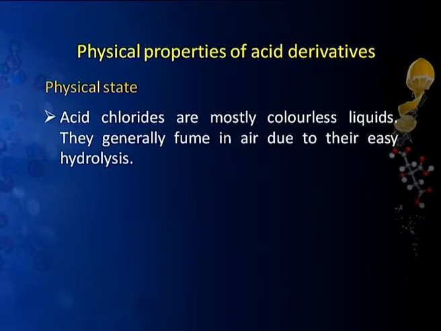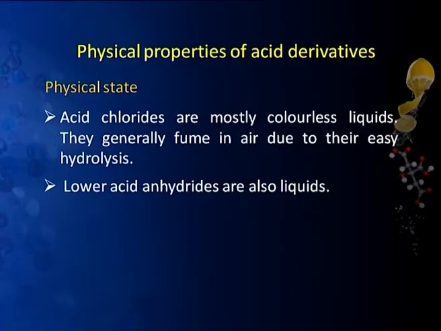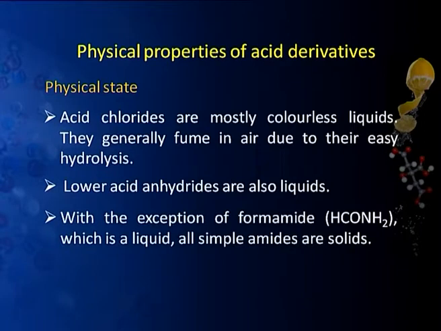Now, let us talk about their physical properties, and in physical properties let us first take up the state. Acid chlorides are mostly colorless liquids. These acid chlorides generally fume in air, and the reason for this is that they can easily be hydrolyzed. As the vapors of the acid chloride come in air, they get hydrolyzed with the moisture in air, and what happens? HCl is formed and the fumes are obtained. Then lower acid anhydrides are also liquids. Formamide is the exception among the amides in that it is a liquid, and all other simple amides are solids.